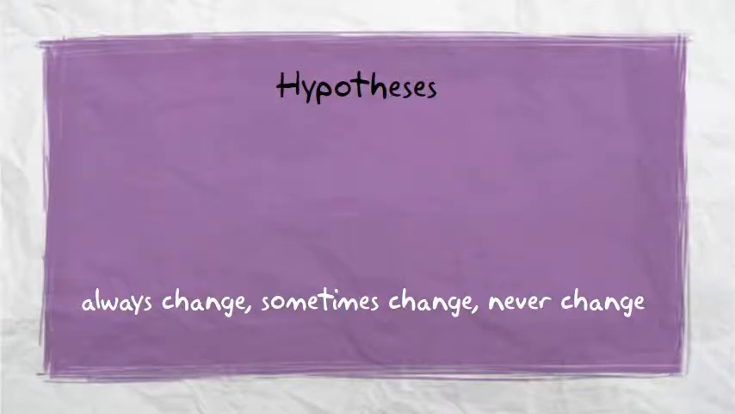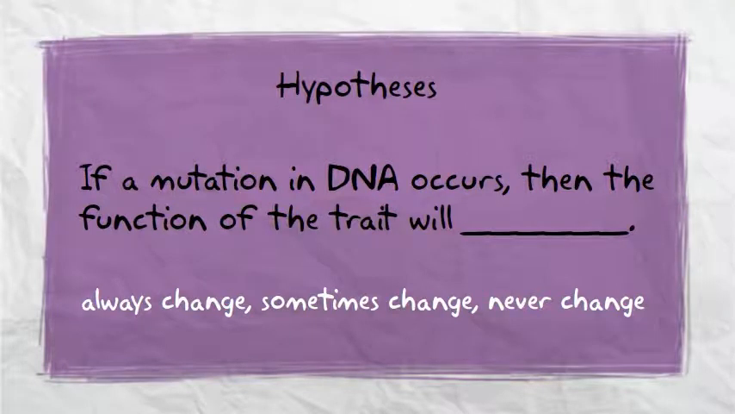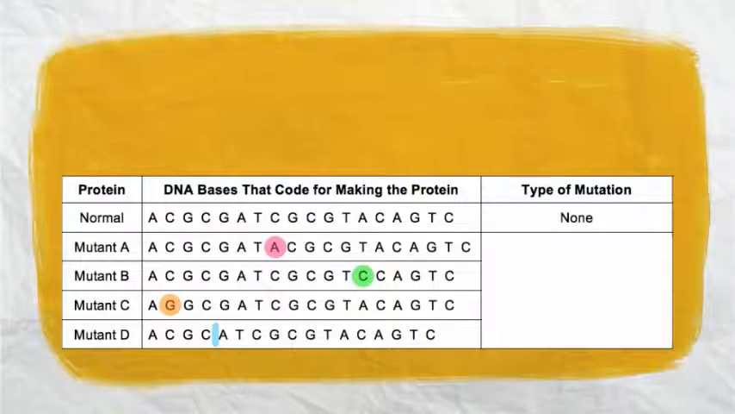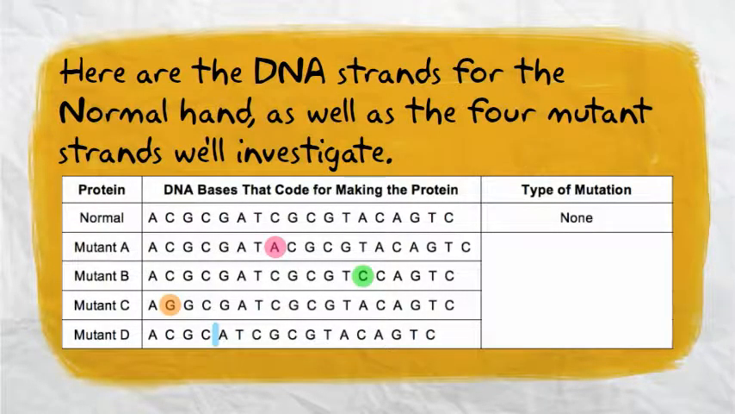The second hypothesis is about function. If a mutation in DNA occurs, then the function of the trait will blank. So, if there's a mutation, do you think the ability of that part to do its job will always, sometimes, or never change? On this chart, you can see the normal DNA sequence and also the mutated DNA sequences.